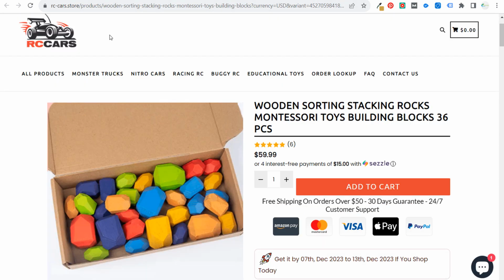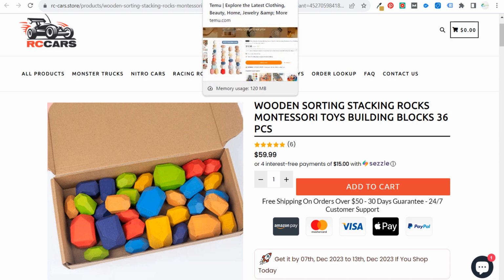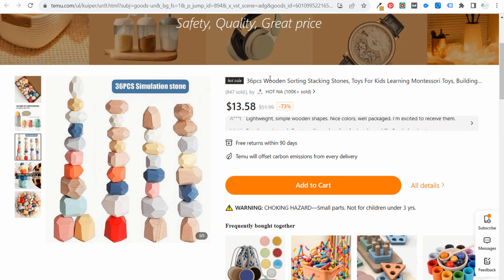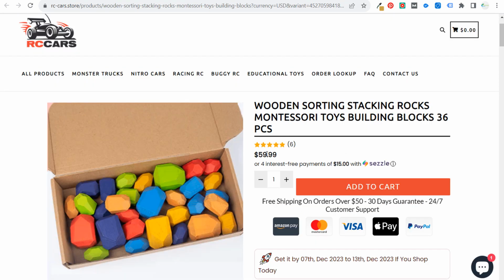Because if you're a store like this, RC Cars store, where they probably sell for the most part RC cars, but they do have other products here. This is $60, 36-piece wooden sorting stacking rocks Montessori toys. Okay, this one over here, 36-piece wooden sorting stacking stones. It's the same exact product, and one of them is $13.58 and one of them is $59.99.